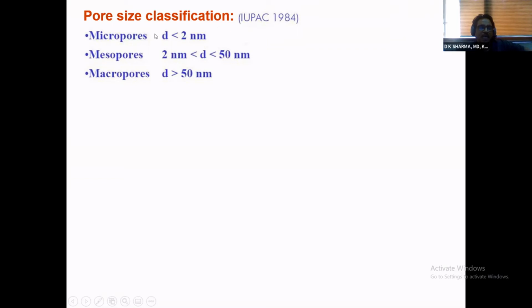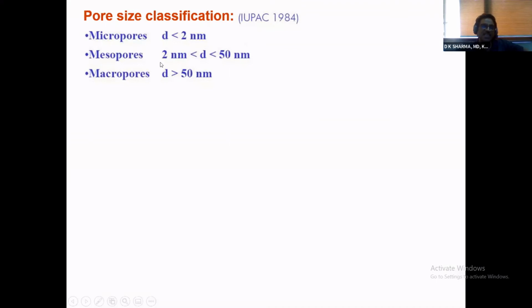We are more like classical people. We don't like this classification ourselves, but IUPAC is recognized by everybody. It's like a Supreme Court. We have to abide by it. Micropores and mesopores nowadays are known as nanopores and macropores.